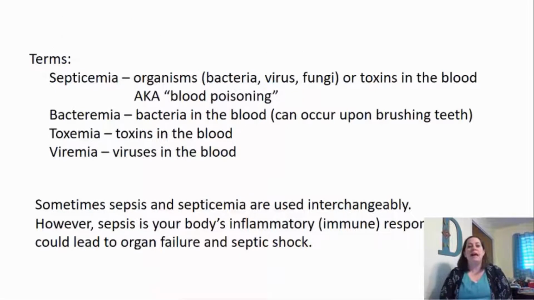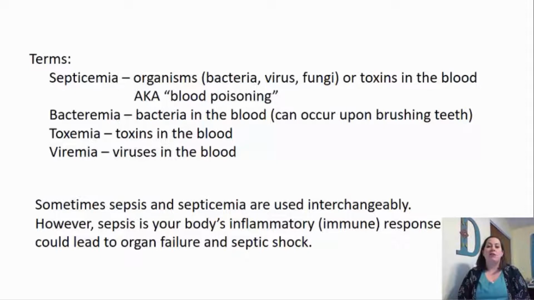Some other terms we want to look at are things like septicemia. Septicemia is when there are organisms such as bacteria, viruses, or fungi, or also toxins located in the blood. Septicemia is also known as blood poisoning. We also have bacteremia. This is where bacteria specifically is in the blood. This can actually occur just when you brush your teeth. As you're brushing your teeth, bacteria in your mouth can get dislodged. Especially if you have bleeding gums or things like that, you potentially can add these to the blood. We also have toxemia. This is where specifically toxins are in the blood, and viremia is viruses in the blood.